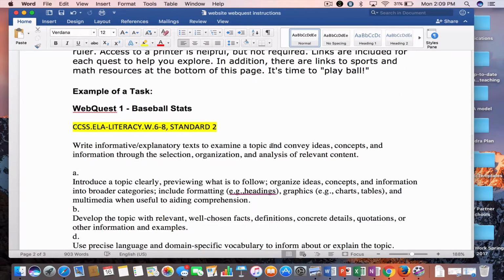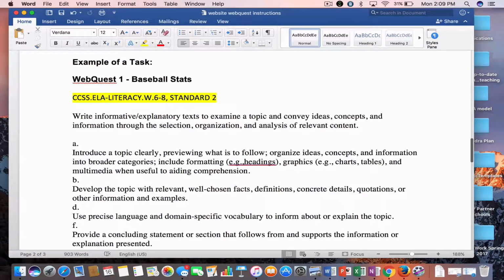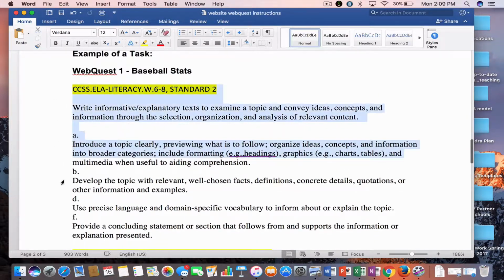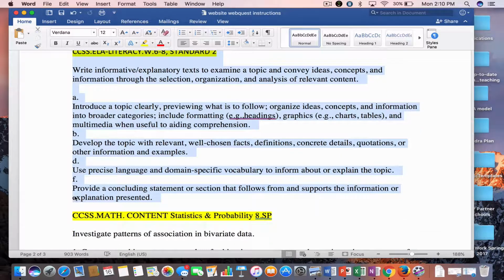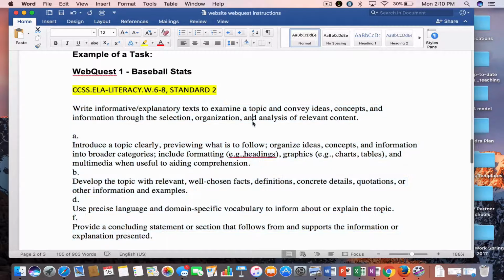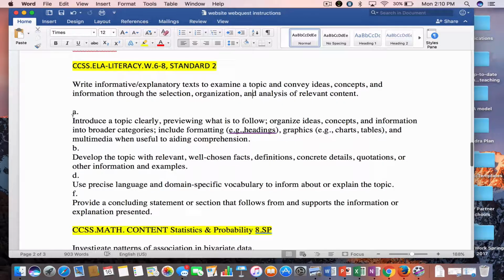This is an example of the task. So it's task 1, and these are baseball stats. Right under the title of the task, I have my literacy standard. So students are going to be writing, this is the grade level, and this is standard 2 that asks students to write informative or explanatory texts. And then I'm taking these parts of task 2, A, B, D, and F, that are relevant to what students will be doing in my task.